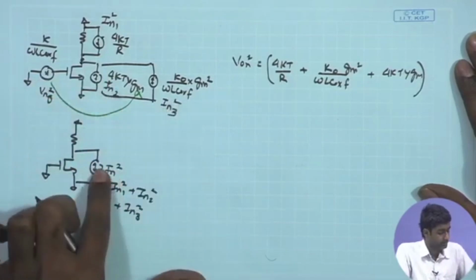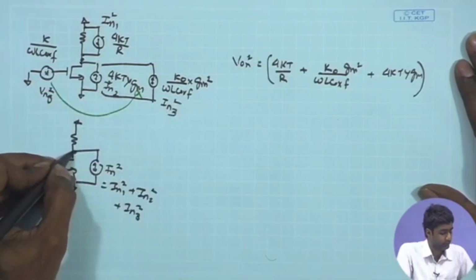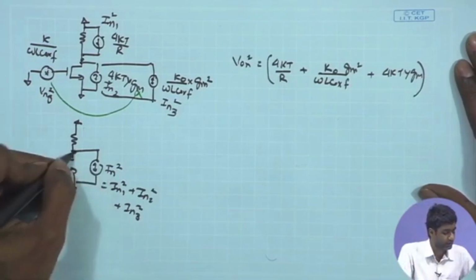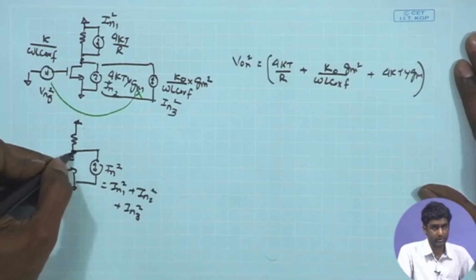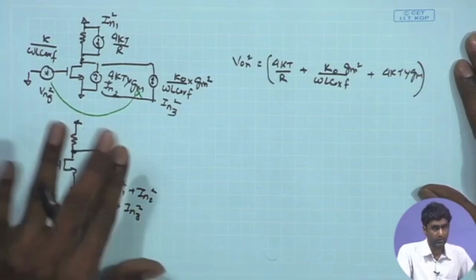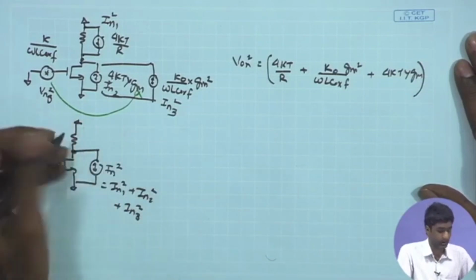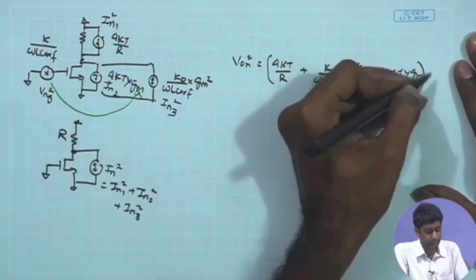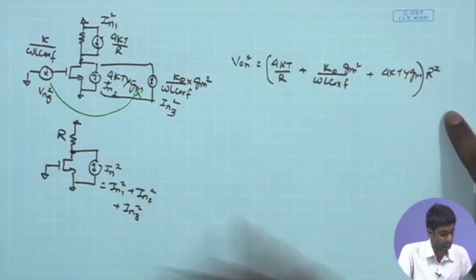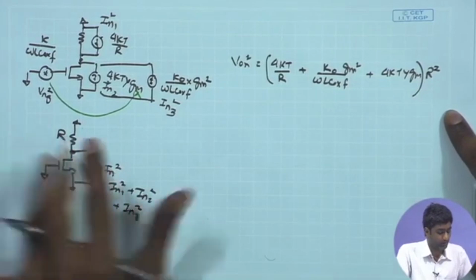And as a result, I can get the total IN square, and I have to find out the overall noise voltage coming at this point. It is just going to be IN square times the total small signal resistance over here. And once again, if the passive resistance is much smaller than RO, I can just multiply it with the R square that you have, the passive resistance over here. So, this multiplied by R square gives me the VON square over here, and this is the output noise.